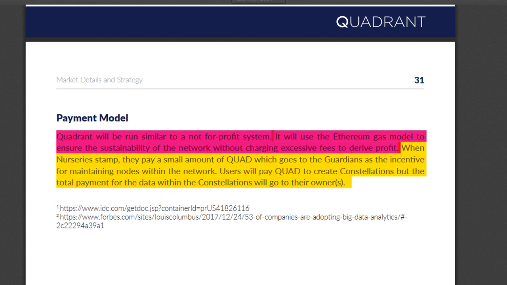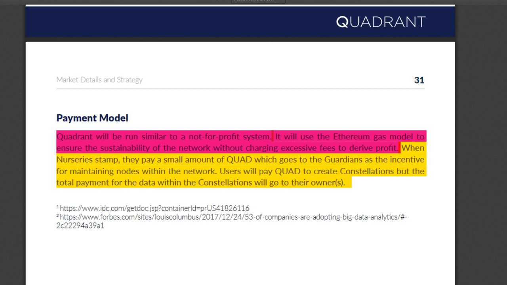Payment model. Everyone wants to know what the payment model is. Quadrant will be run similar to a not-for-profit system. It will use Ethereum's gas model to ensure stability of the network without charging excessive fees for derived profit. So this is a non-profit scaling company here. If you're holding this token, you're not going to get additional value by holding it because gas is not going to be wild or anything like that.